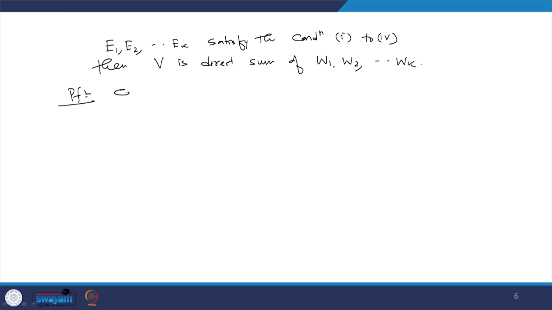When V is the direct sum of W1, W2, Wk, we have already seen there are k linear operators E1, E2, Ek, which are basically projection operators on V and satisfy conditions 1 to 4. So, the first part is done. Now, we are going to prove the second part, the converse part.